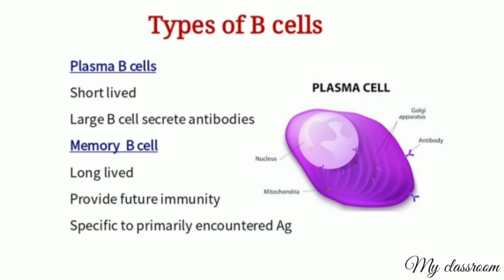Types of B cells. Plasma B cells. It is short-lived and it is the large B cell which secretes antibodies. Memory B cell. It is long-lived. It provides future immunity and it is specific to the primarily encountered antigen.